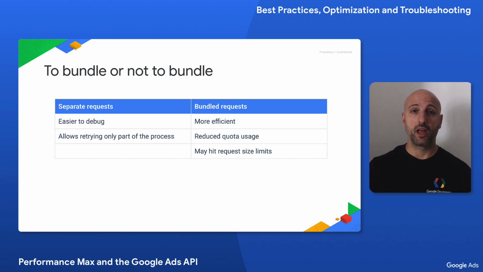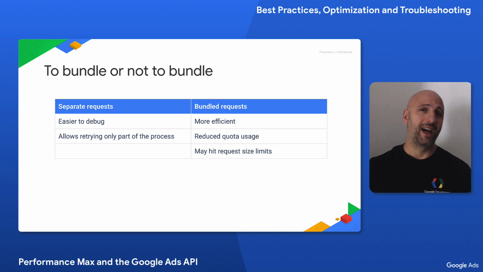Bundling operations together, on the other hand, is definitely more efficient and reduces your quota usage because you will be using fewer API requests. This means, for instance, that you can use the separate requests approach during the development phase of your application, when you want to familiarize yourself with the API and make debugging and troubleshooting easier. Then, when you want to scale up your application and its API usage, you can switch to using bundled requests.